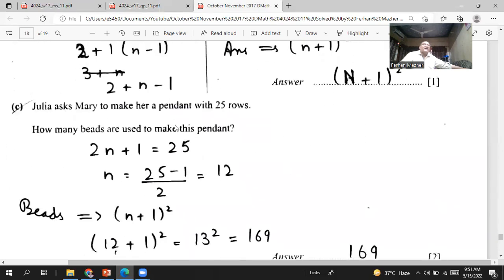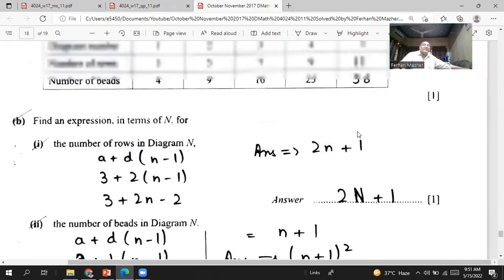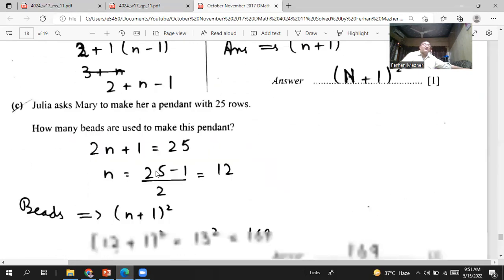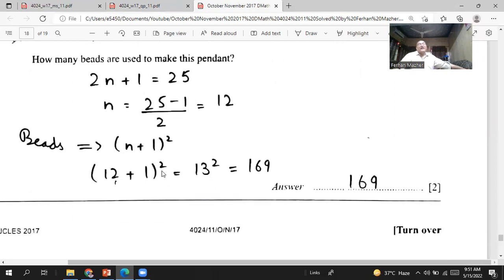Julia asked Mary to make her a pendant with 25 rows. How many beads are used to make this pendant? The number of rows is 25, so 2n plus 1 is 25. So 2n is equal to 25 minus 1, divided by 2. That will be 24 divided by 2, which is 12. So this is the 12th pendant, the 12th pattern.